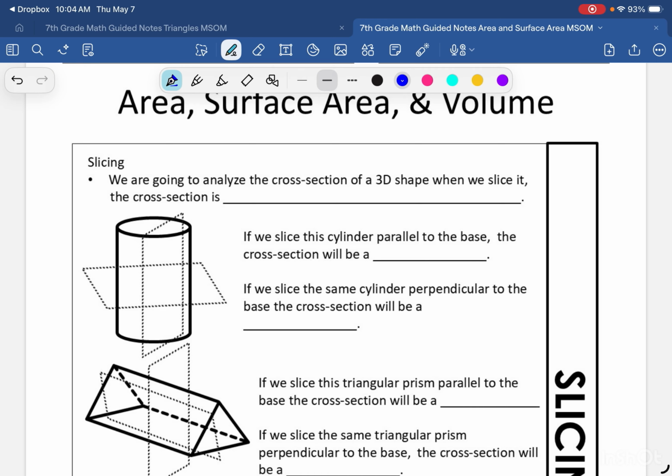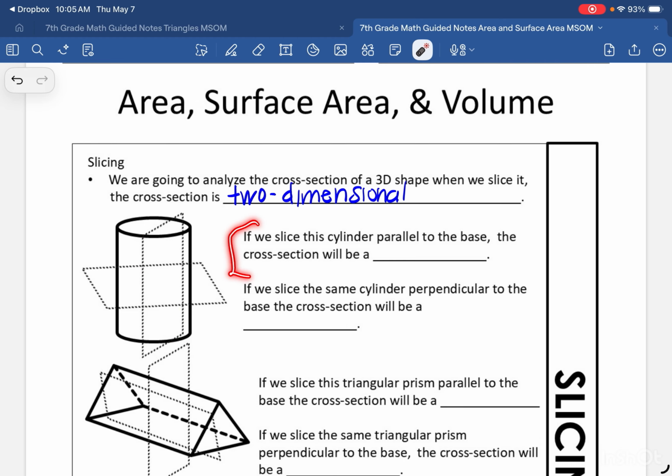Last section, we're going to talk about slicing. We are going to analyze the cross-section of a 3D shape when we slice it. The cross-section is two-dimensional. So think of a cross-section. If I take this cylinder and think of me cutting it in half right here down the middle, so my knife is going to follow this path. The cross-section is if I opened it up and I looked at the shape inside, then that's the cross-section.